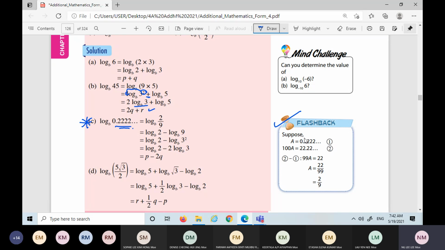First of all, you write 0.2222 as A, or as N, or whatever, an unknown. Then after that, can I times 10? Is it enough? Is times 10 enough?